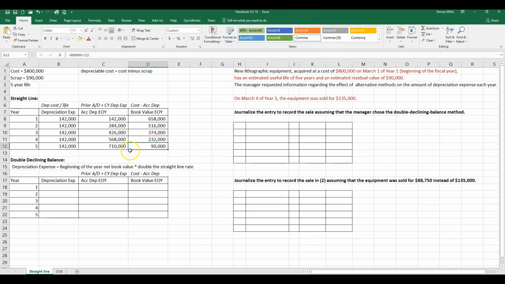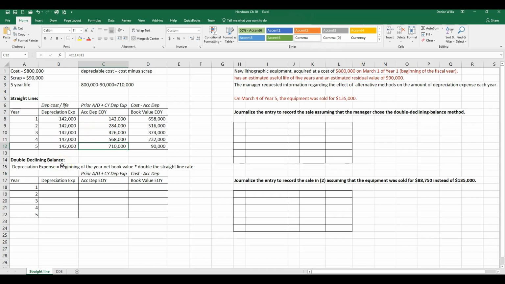The other thing you'll notice, we said that the depreciable cost, let me go ahead and just type this out so you can see it. The depreciable cost in this case was the $800,000, and it is minus the scrap value. Okay, equals $710,000. Okay, and you can see that right here. So our accumulated depreciation, we have truly depreciated the entire depreciable cost of $710,000, and we are left with the $90,000 in scrap value. Okay, so we've got that one done.